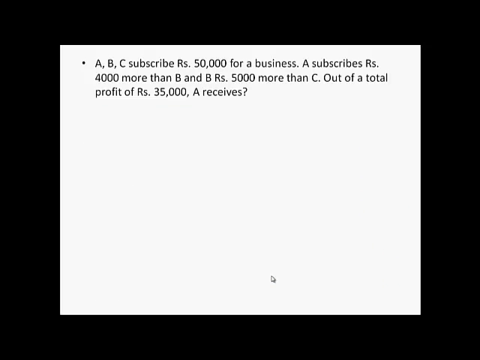So here's what an example will look like in the paper. Let us say A, B and C subscribe rupees 50,000 for a business. A subscribes rupees 4,000 more than B and B rupees 5,000 more than C. So out of a total profit of rupees 35,000, how much does A receive?